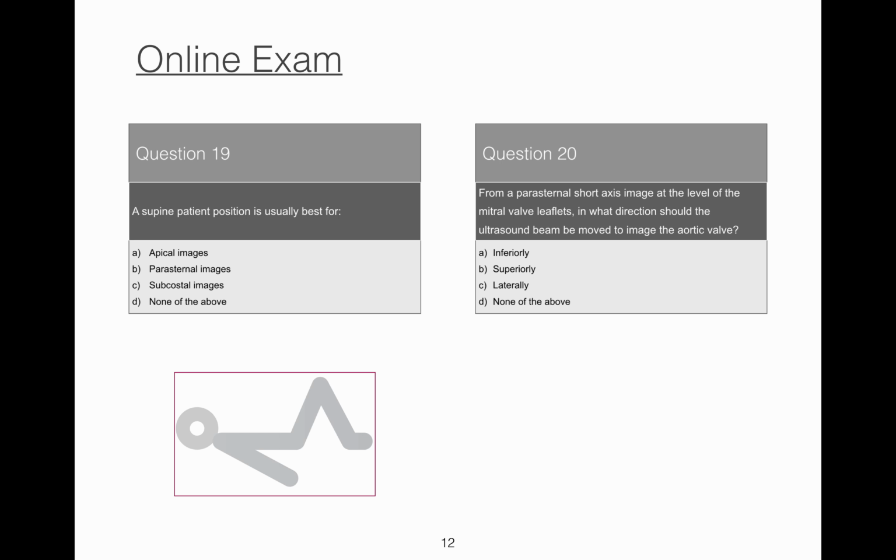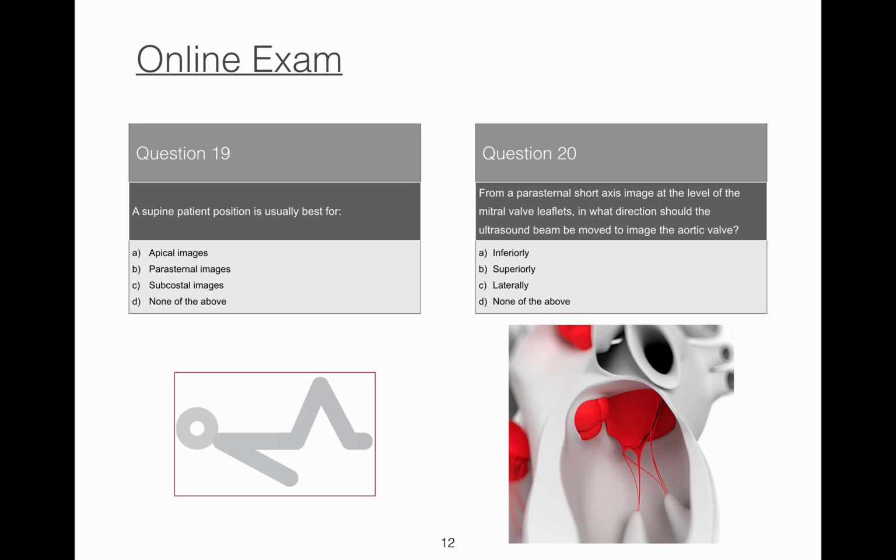Question 20. From a parasternal short axis image at the level of the mitral valve leaflets, in what direction should the ultrasound beam be moved to image the aortic valve? While the mitral and aortic valve annuli are in a similar horizontal plane, from the parasternal short axis view at the level of the mitral valve leaflets, moving the beam modestly superiorly will enable images of the aortic valve.